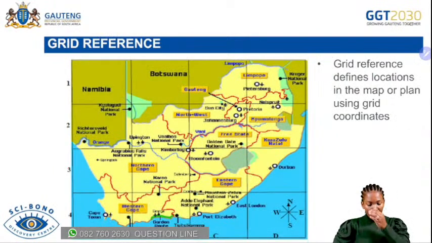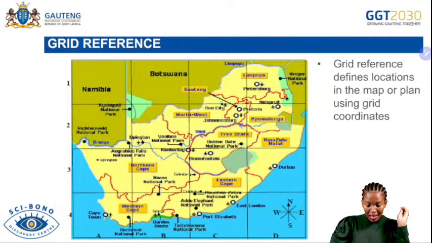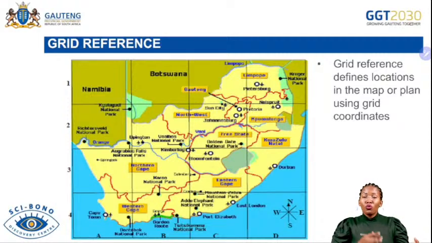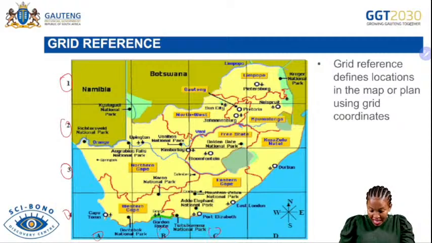And then, guys, we have different types of maps, like I mentioned when I started. So this example here is a grid reference. It is called a grid reference map because you work with grids. This side we've got the numbers, and this side we've got the alphabets, the letters.